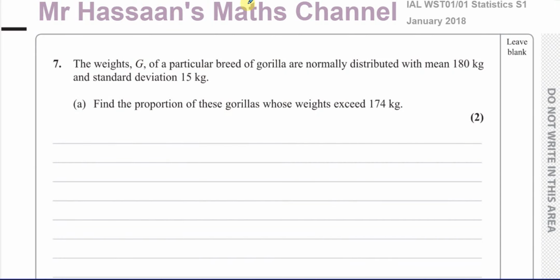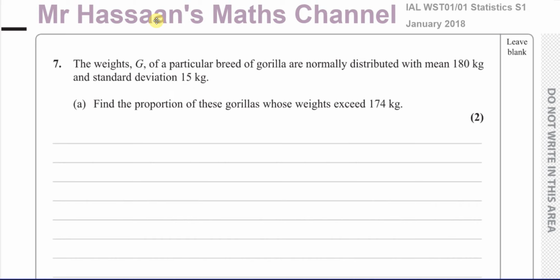I'm answering question number 7 from the January 2018 International A-Level Statistics S1 paper. This is from Edexcel. Now, this question is about normal distribution, and one of the viewers has asked me to make a video going into a bit more detail in normal distribution. In fact, he asked me to make a video just explaining the whole topic.